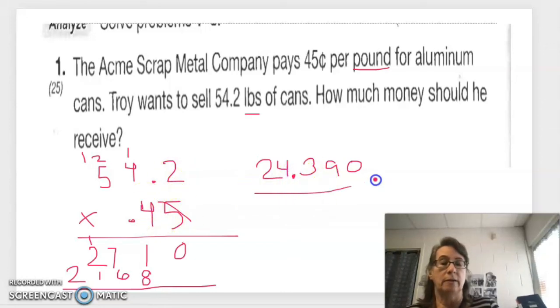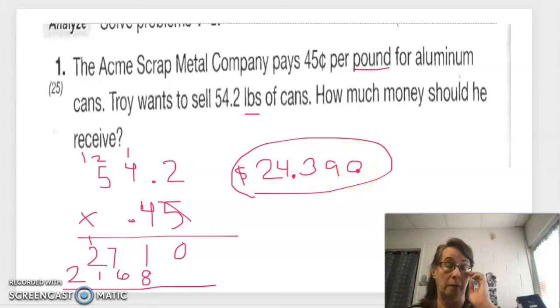Okay, now $24.39. Now, because this is a 0, that I would have had to round it, but because it's a 0, I can just knock it off because it's not a significant 0, is it?